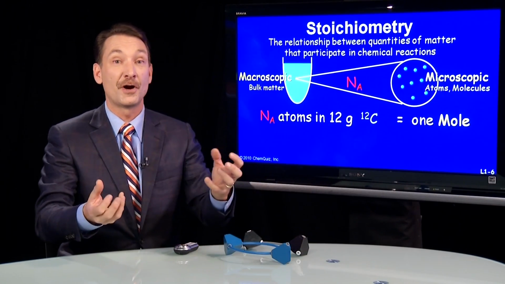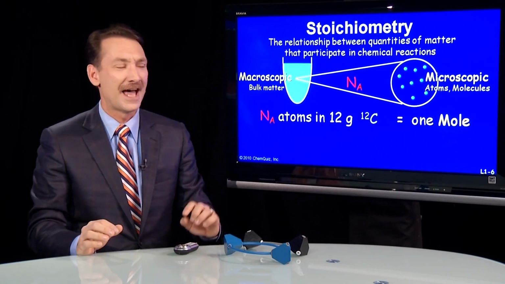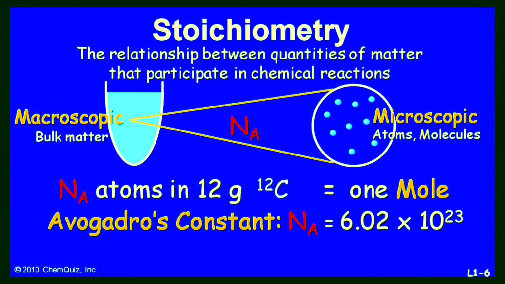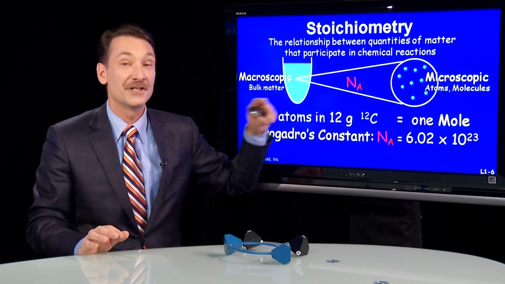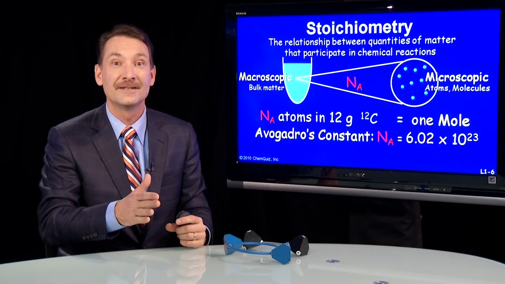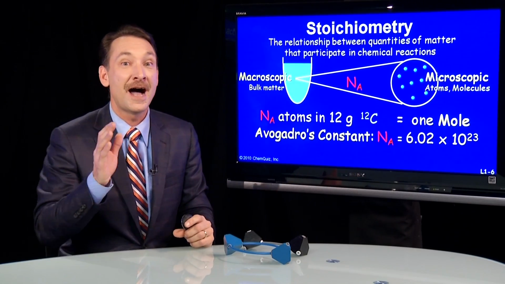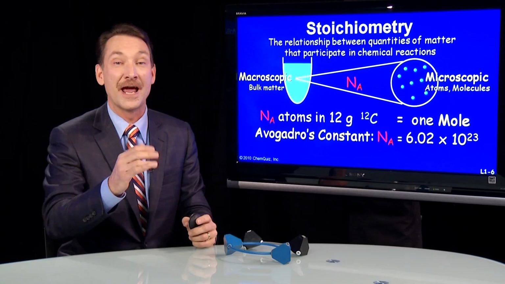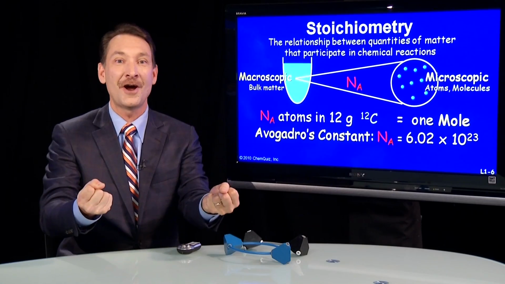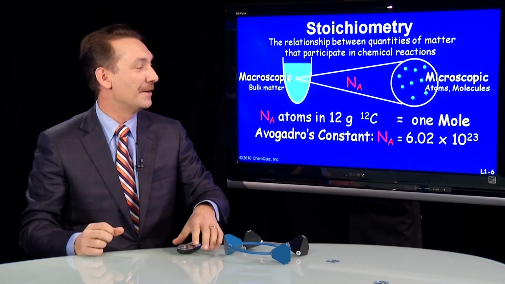Now, how many particles are actually in that 12 grams of carbon-12? Turns out it's an astronomically large number. Avogadro's constant: 6.02 times 10 to the 23rd particles, that's 6 and 23 zeros after it, is the number of particles in 12 grams of carbon-12. Since hydrogen atoms are 1/12 the mass, 6.02 times 10 to the 23rd hydrogen particles will have a mass of 1 gram, 1/12 that mass. So I can match up hydrogen and carbon in that ratio, 12 to 1.